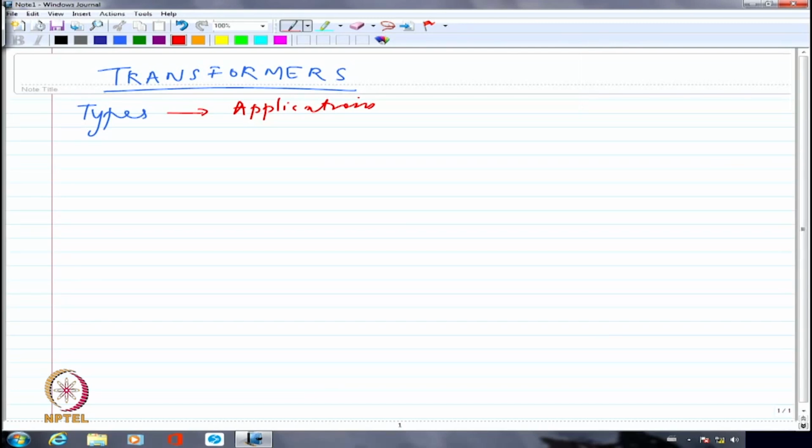So we will be talking about the applications as well. Then we would be talking about the EMF equation for a transformer. After talking about the EMF equation, it will become clearer why we have V1 by V2 equal to N1 by N2. So we will talk about voltage and current relationships. So the next thing that we will be talking about is voltage and current relationships.